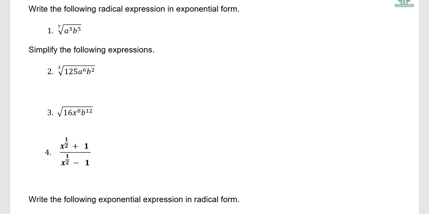Write the following radical expression in exponential form. So we have the 7th root of a cubed times b to the 5th. This is the same as a cubed times b to the 5th, all to the 1/7 power, which we can distribute the 1/7 to each of the two terms in the expression. So we'll have a to the 3/7, since 3 times 1/7 is 3/7, times b to the 5/7.